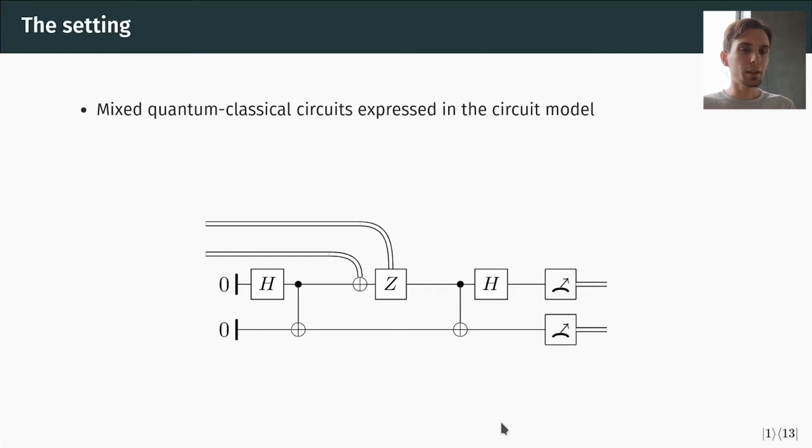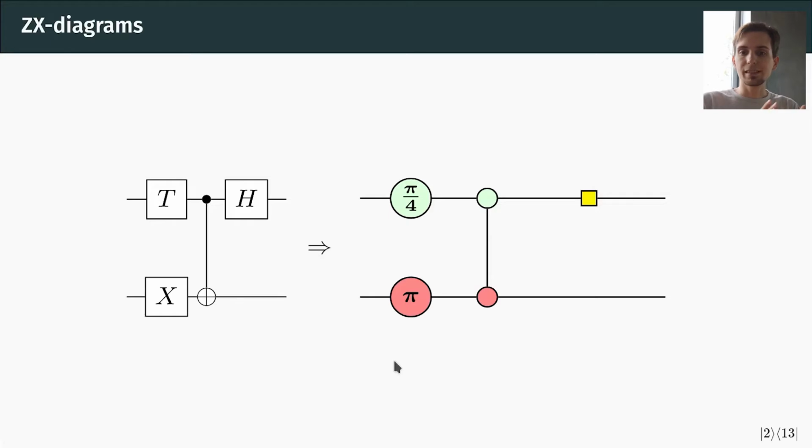The usual way of optimizing this kind of circuits is by finding patterns that we can rewrite into smaller ones. The problem with that is that there is no complete set of patterns, so we can always find bigger and more complex ones that we want to rewrite. We can sidestep this problem entirely by using the ZX calculus.